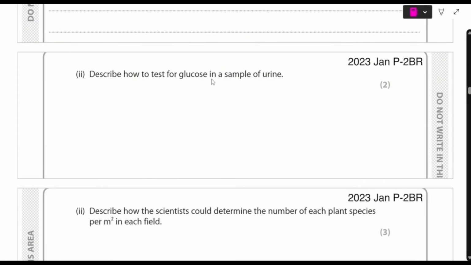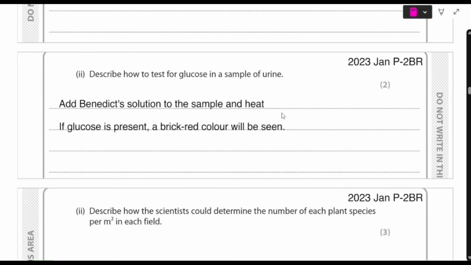Describe how to test for glucose in a sample of urine. So it's very simple. We will use Benedict's solution and warm it or heat it, and if glucose is present, it will turn brick red.